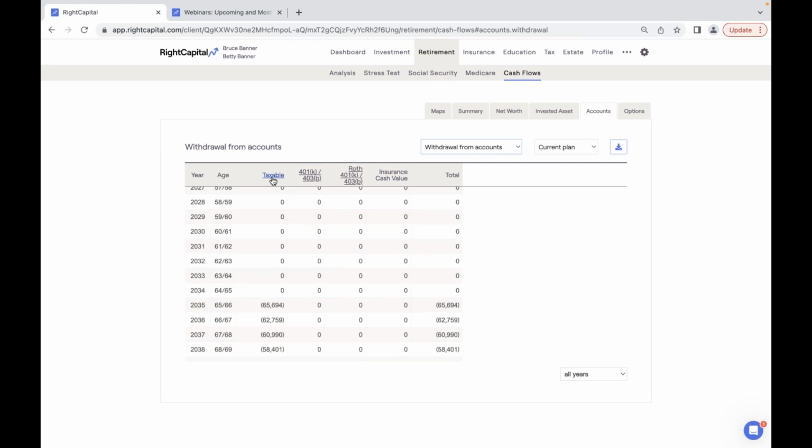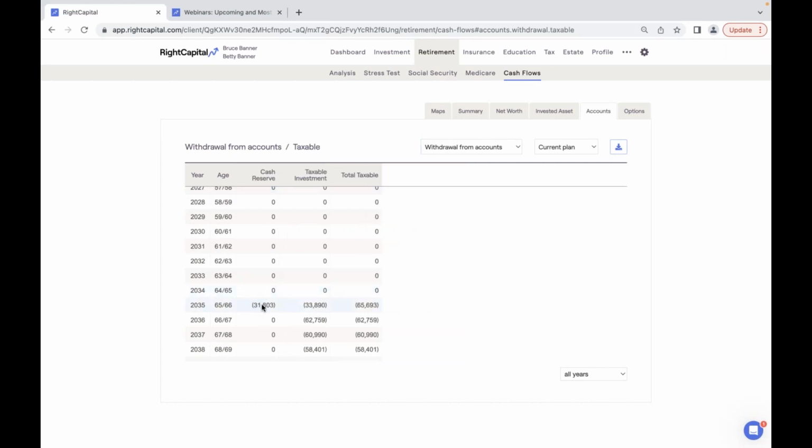And I could probably even click into this further to see, I'm probably pulling money from cash first, and then maybe I have to dip into some of the taxable investment accounts. And we'll talk a little bit more about the order in which we pull money from and how to customize that in a little bit.